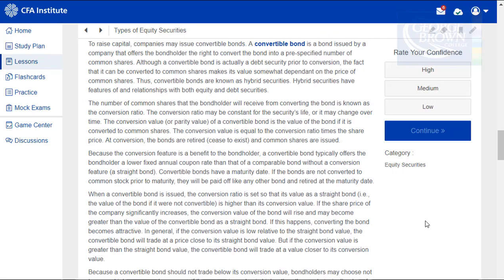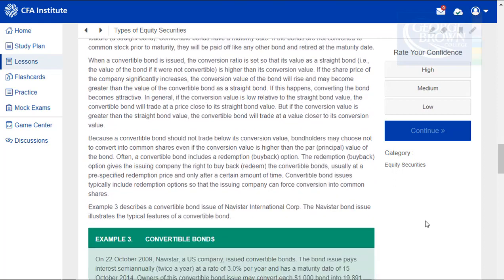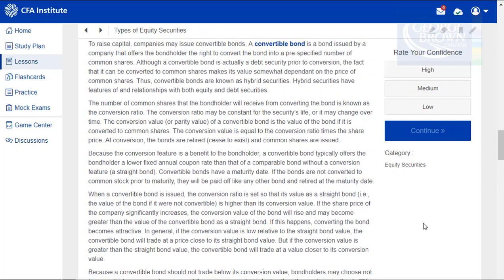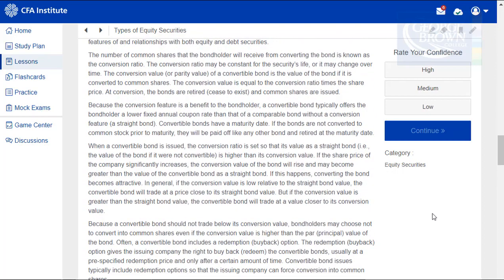Okay, so we're going to go through, as you scroll down, you're going to see here an example of a convertible bond, and we get into some of the terminology that we need to be familiar with. Okay, so the number of common shares that the bondholder will receive from converting the bond is known as the conversion ratio. The conversion ratio may be constant for the security's life, or it may change over time. The conversion value or parity value of a convertible bond is the value of the bond if it is converted to common shares. And again, you're going to understand these terms better when you work your way through an example, which is what we're going to do next.